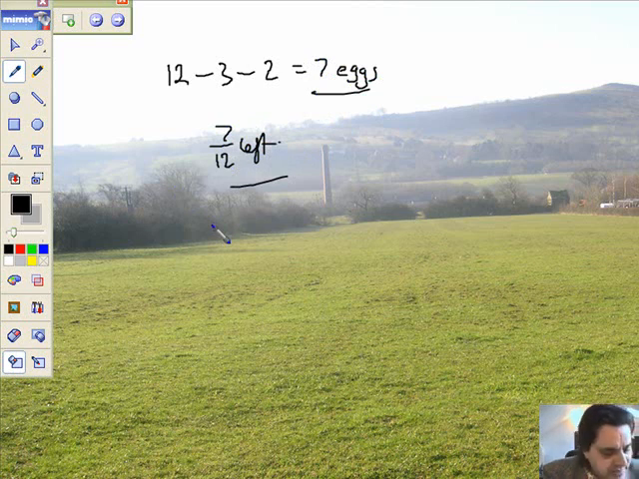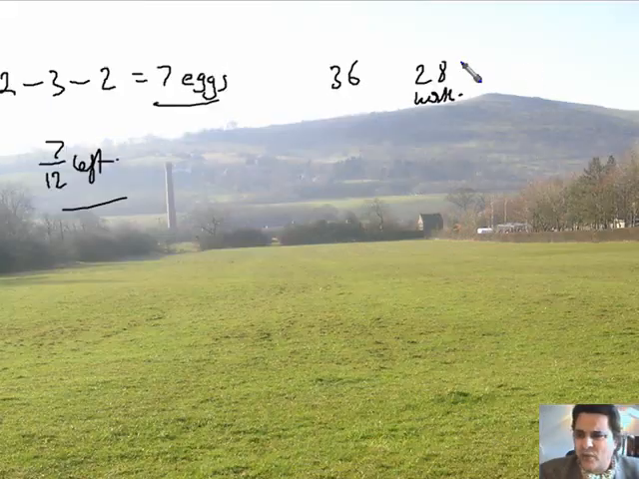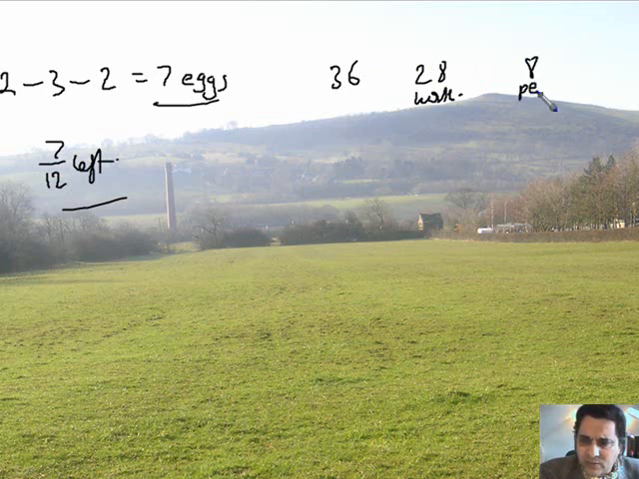One day John gets 36 emails. Just write down 36 there. 28 of them are work related. So 28 are from work. And the rest are personal emails. So what do we got there? We got 8 personal. That's the rest of them.